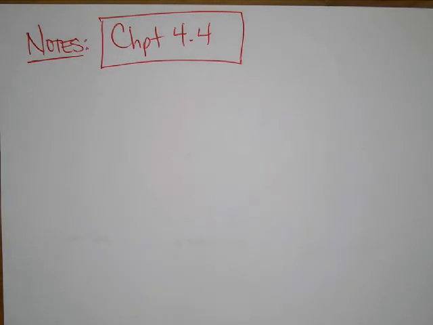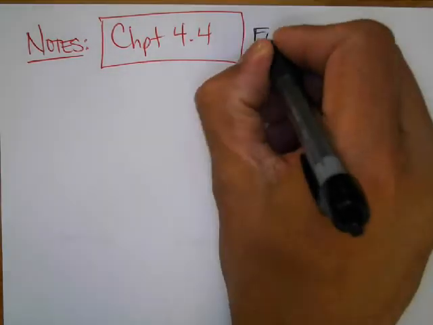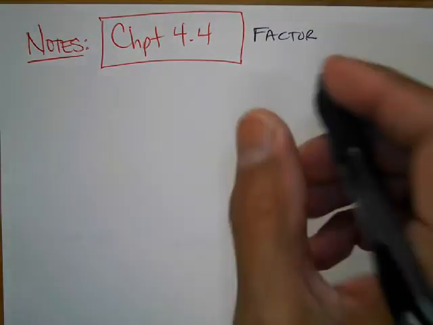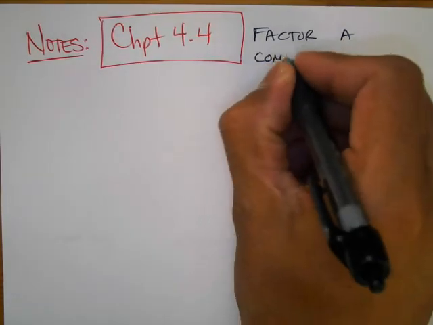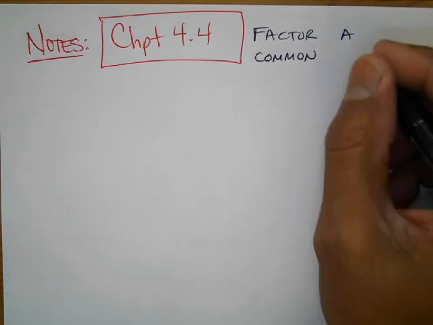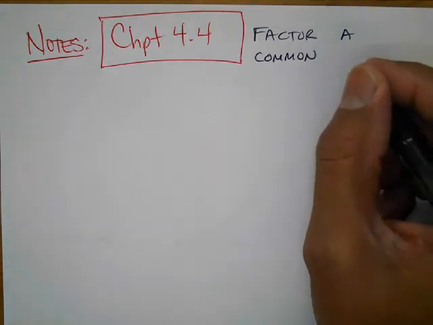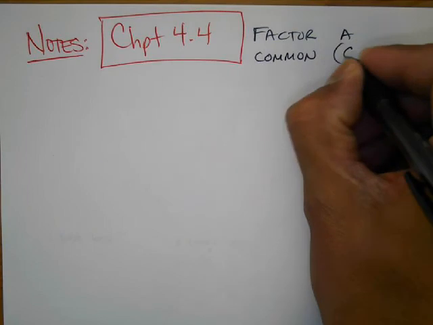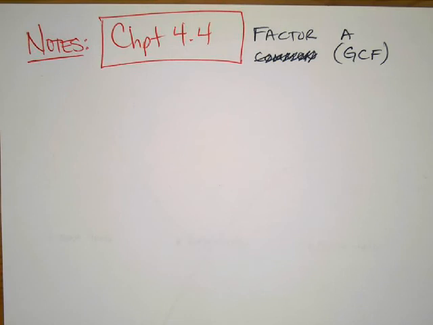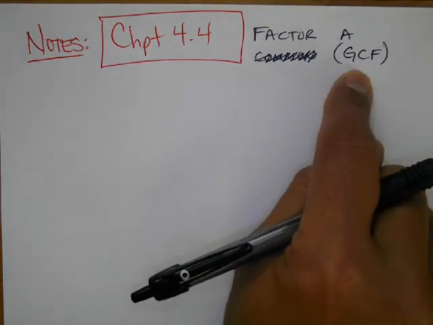So we are factoring a common factor. It's a greatest common factor, right? Let me just leave it like that. Factor a GCF, a greatest common factor. But the way you're going to see them here, where these expressions are going to be written, you won't need to find a common factor.